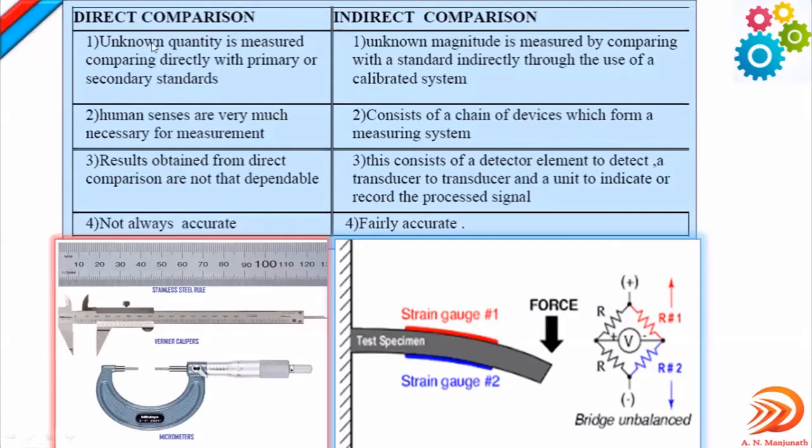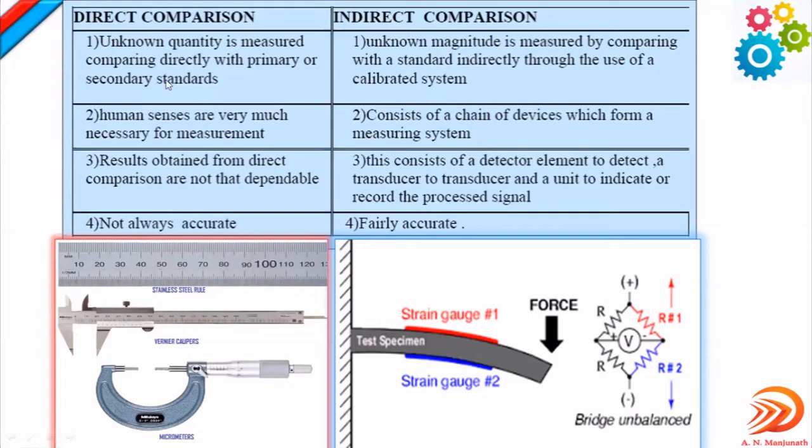Under direct comparison, human senses are very much necessary for the measurement. This is one of the drawbacks of direct comparison. It depends on human senses. The human factor is very important here. Whereas the indirect way of doing the measurement consists of a chain of devices which form a measuring system. That is, it does not rely completely on human senses. It relies on the chain of elements, chain of devices, which we will discuss in the coming slides. What does this chain of devices mean?